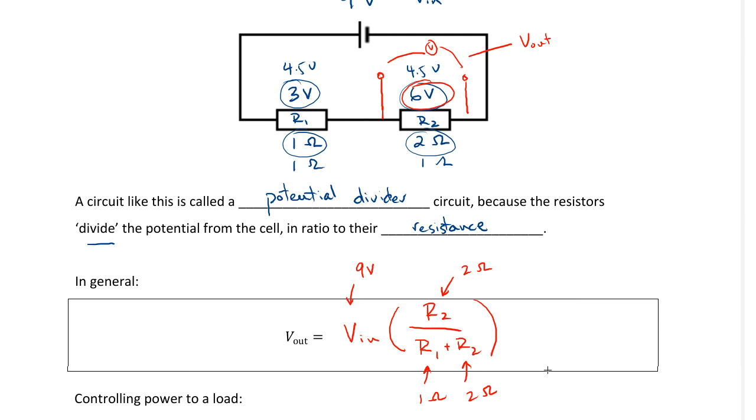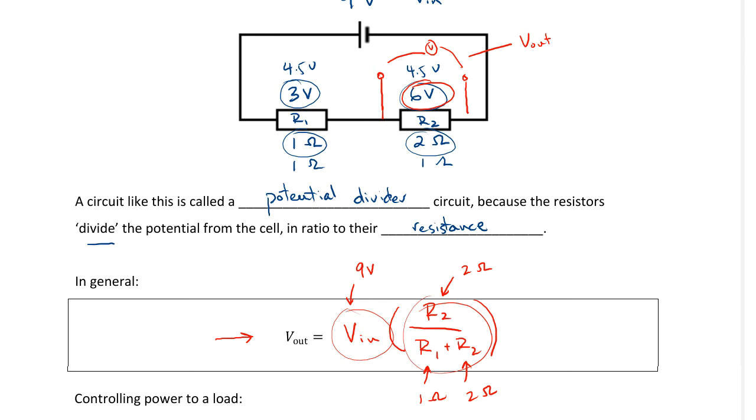So this is just a more general expression for the potential difference that we could measure here across this resistor as a function of the cell and the resistances of the two resistors. This is called the potential divider equation. Now, this kind of thing allows us to basically create an on-off dimmer switch for circuits.